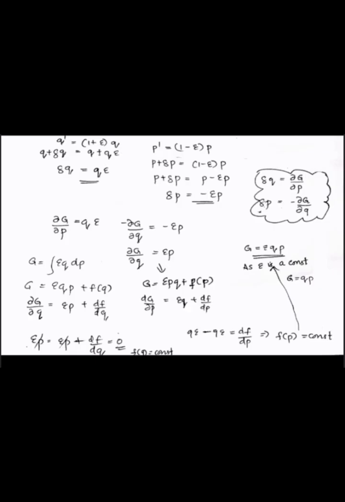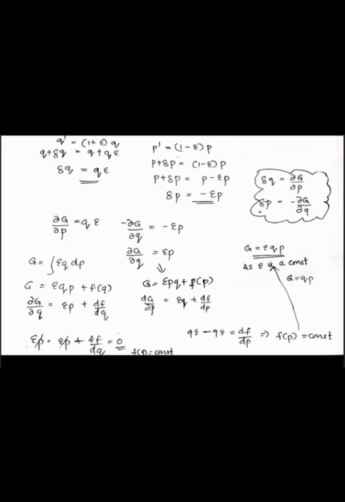Similarly, we can solve dou g by dou p is equal to q epsilon also, because here if we solve this by integrating, we get g is equal to integrate of epsilon q dp. That is g is equal to epsilon qp plus f of q, that is dou g by dou q is equal to epsilon p plus df by dq. Substituting the value of dg by dq as epsilon p, we can solve this as df by dq is equal to 0. That means f of q is a constant.